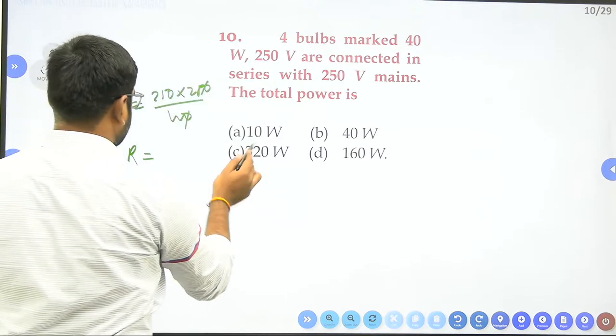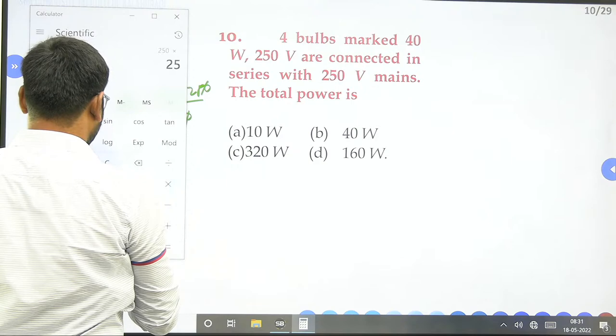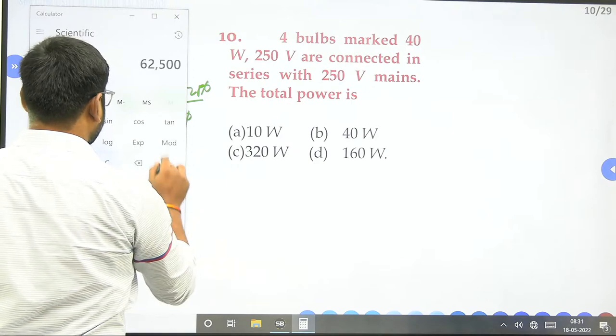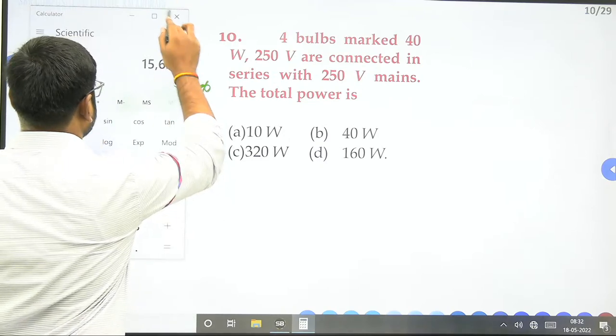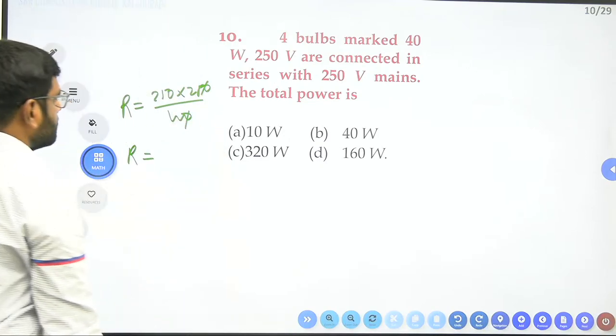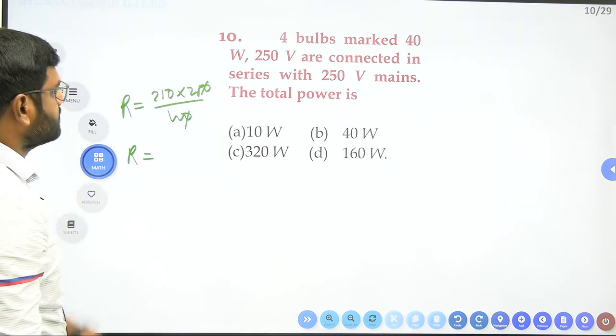Just calculate and check it. 250 into 250, 250 divided by 4. This is the resistance. How much resistance we are having? V square upon P. So these are connected in series.